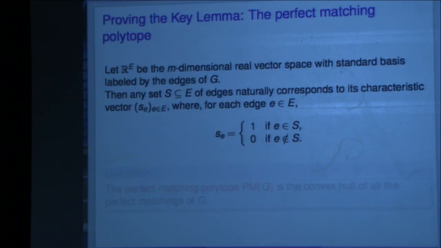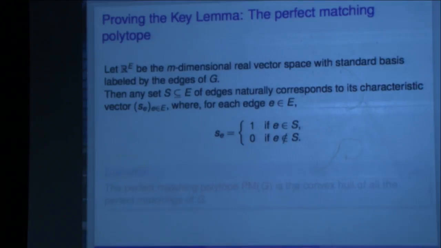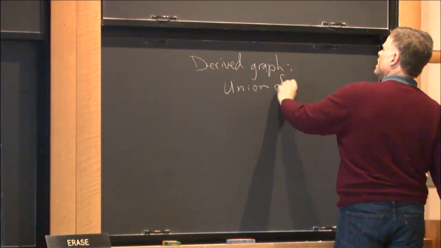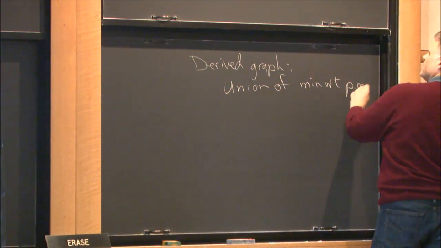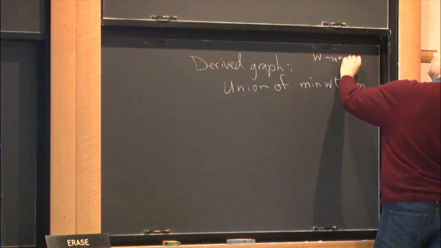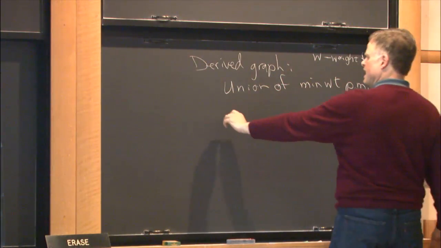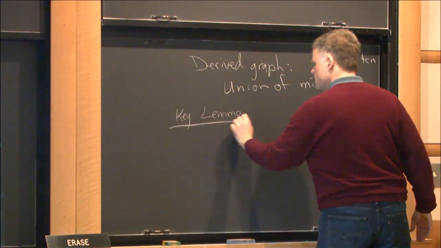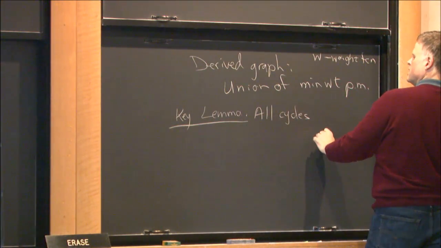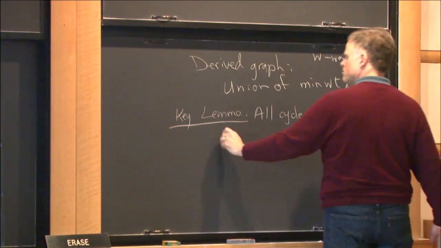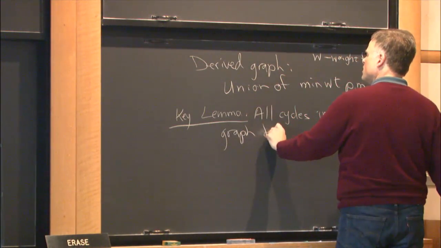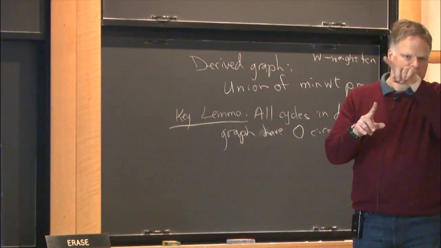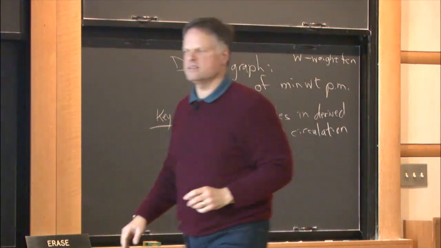Okay. The key lemma is that... Yes, thank you, I should definitely remind you. So let me remind you what the key lemma says. The derived graph is the union of min weight perfect matchings. So we fix a weight function W, which could be any weight function. And so the key lemma says that all cycles in the derived graph have zero circulation. So if you add and subtract the edges around any cycle in the derived graph, you'll always get zero. Okay, so that's the key lemma.